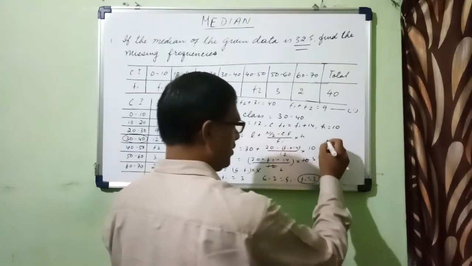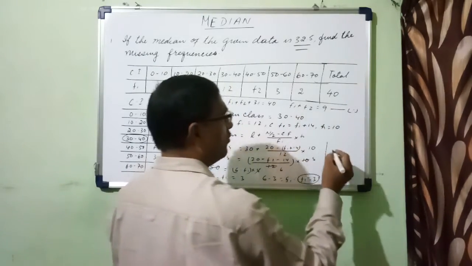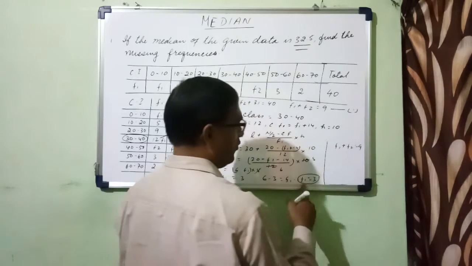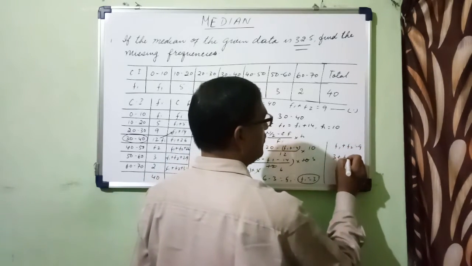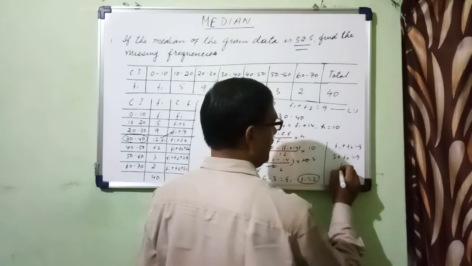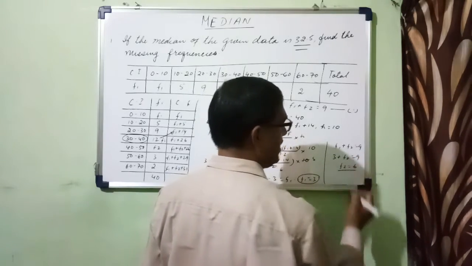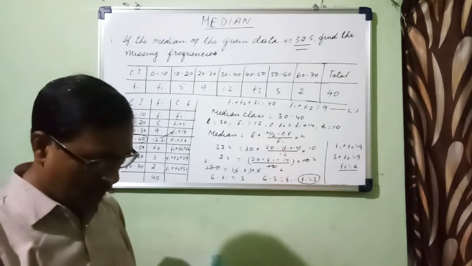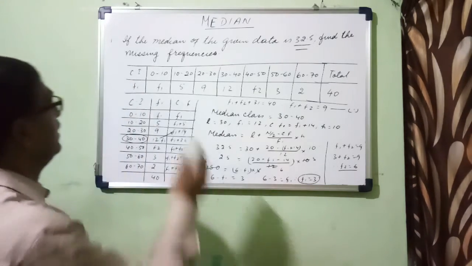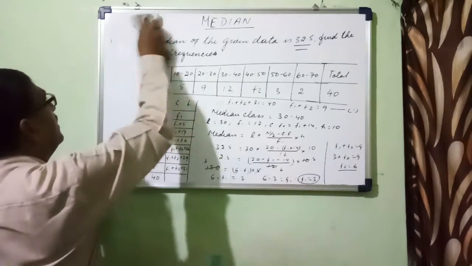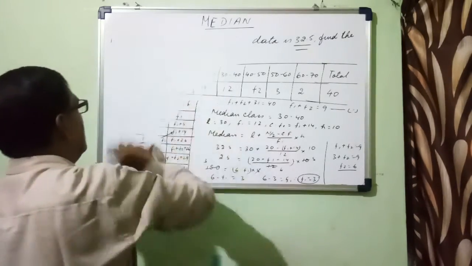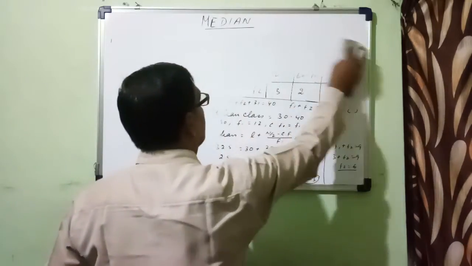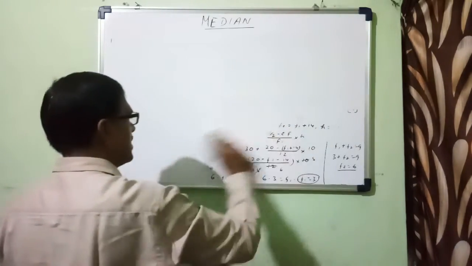And in order to find the value of F2, what can you say? F1 plus F2 is equal to 9, F1 is equal to 3, so 3 plus F2 is equal to 9, therefore F2 is equal to 6. That is the answer. Let us discuss one more question, very similar to this.